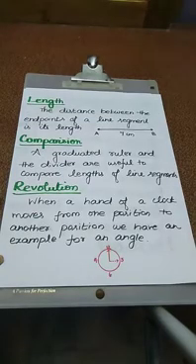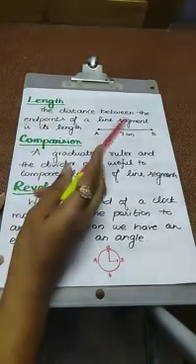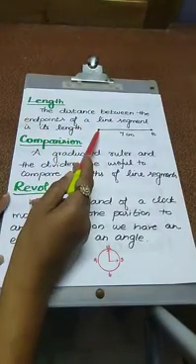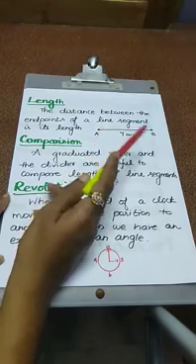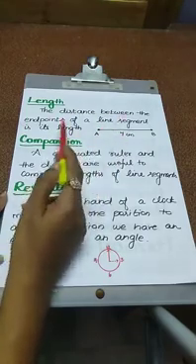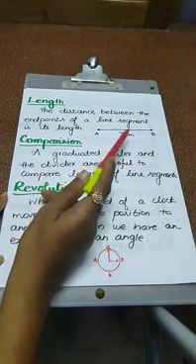Next one, definition for length. The distance between the end points of a line segment is its length. Here the starting point is A and the ending point is B. The distance between A and B is 7 cm. So, the distance between the end points of a line segment is its length.